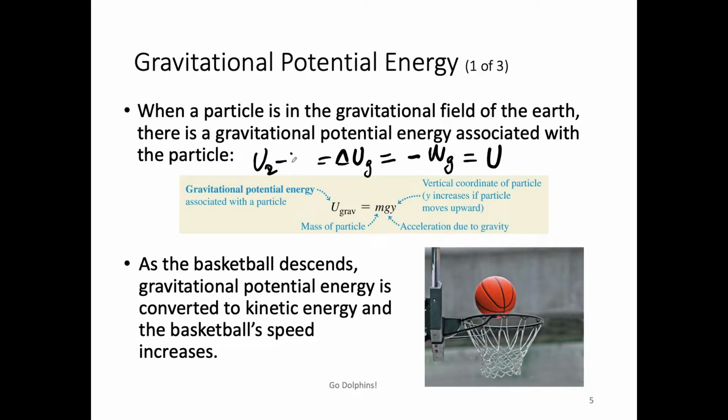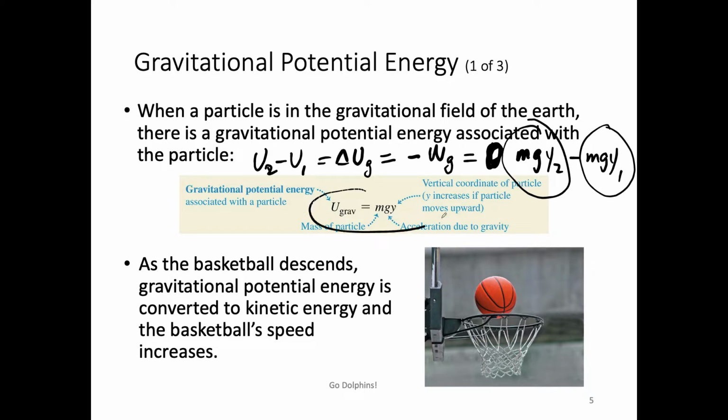It is U2 minus U1, and you will find that if an object moves from y1 to y2, the work done by gravity is actually mgy1 minus mgy2. We can call one term U2, the other term U1. Now we arrive at the definition of gravitational potential energy, just mgy. y is the height of the object, which gives us the gravitational potential energy of the object.